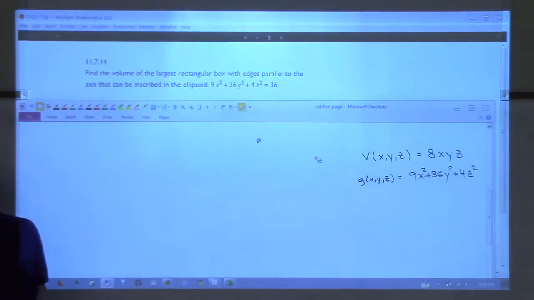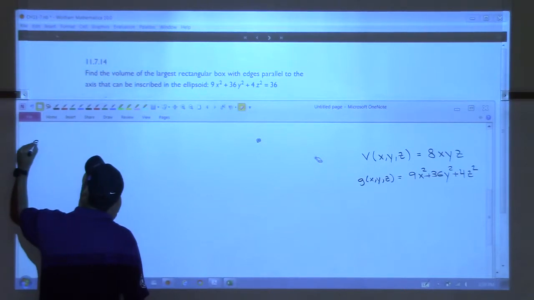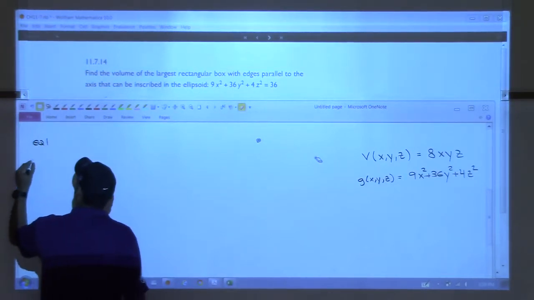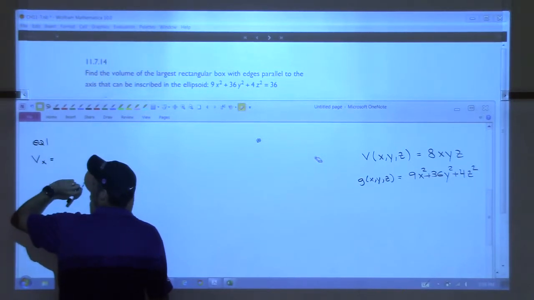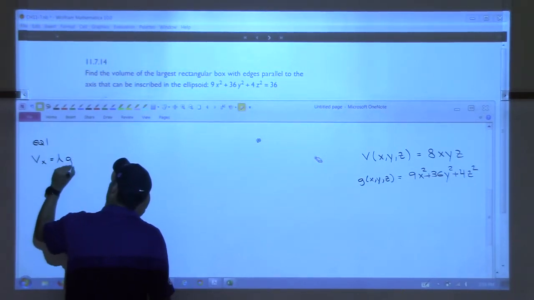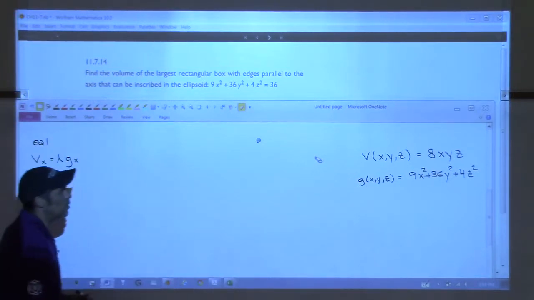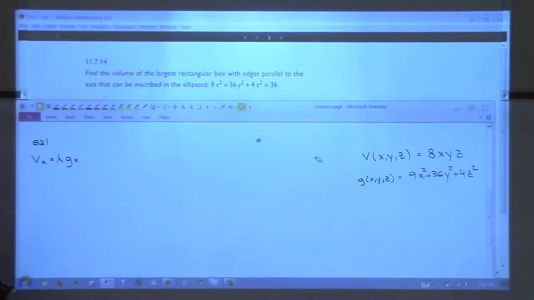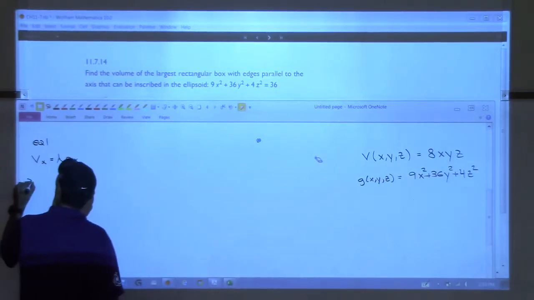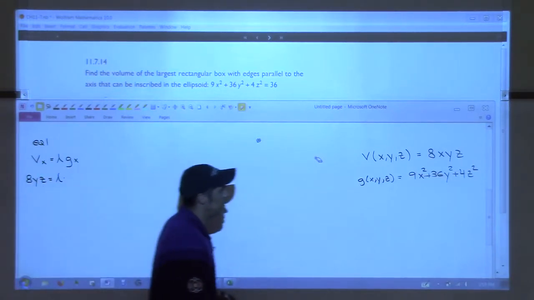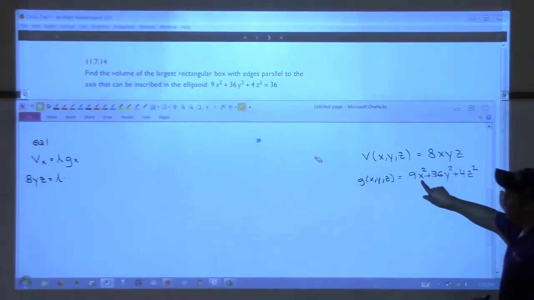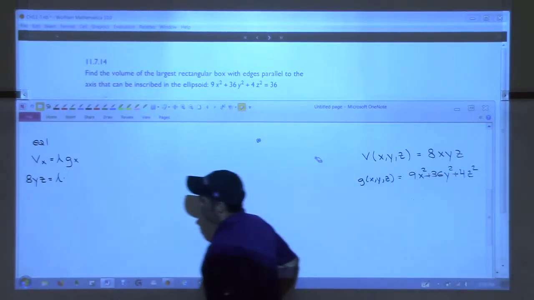What equations are we going to have here? It's 4 equations, 4 unknowns. Equation 1 will be the partial of v with respect to x equals lambda times the partial of g with respect to x, which for us would be what? What is the partial of v with respect to x? 8yz equals lambda times the partial of g with respect to x, which should just be 18x. All right.